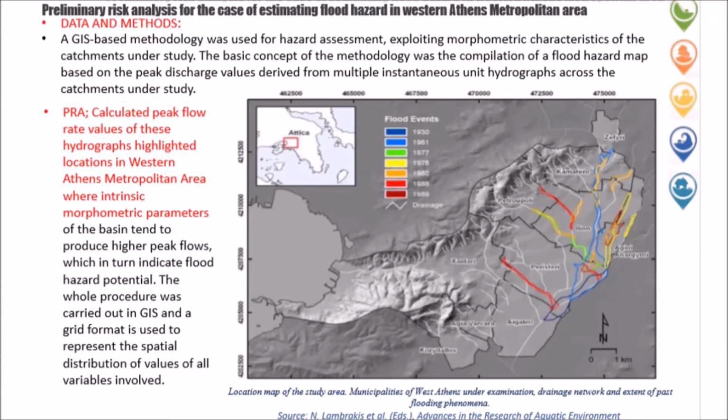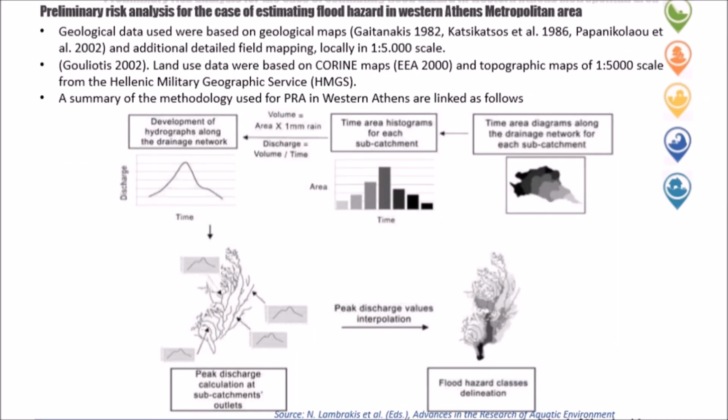Estimation of the flood hazard in the western Athens metropolitan area was done using a GIS based methodology. The morphometric characteristics of the catchments were also considered for this estimation. Finally, a flood hazard map was compiled for the metropolitan area. You can see from this map the flood events, the extent of past flooding phenomena, and the drainage network of this area, the morphometric characteristics, the extent of flooding, and the drainage network of West Athens, which were an input data set for working out the flood hazard map.